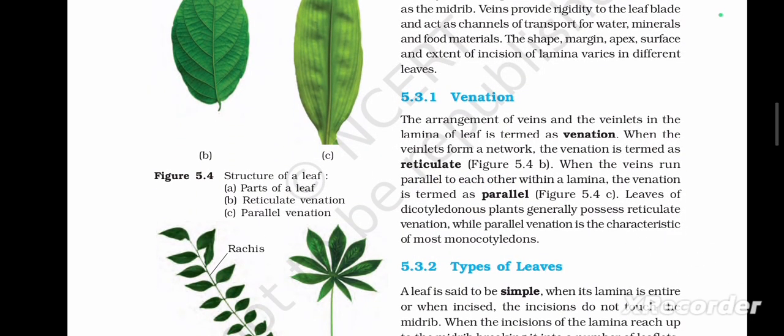And the subtopic in this is venation. The arrangement of veins and the veinlets in the lamina of leaf is termed as venation. When the veinlets form a network, the venation is termed as reticulate. When the veins run parallel to each other within a lamina, the venation is termed as parallel. Leaves of dicotyledonous plants generally possess reticulate venation, while parallel venation is a characteristic of most monocotyledons.